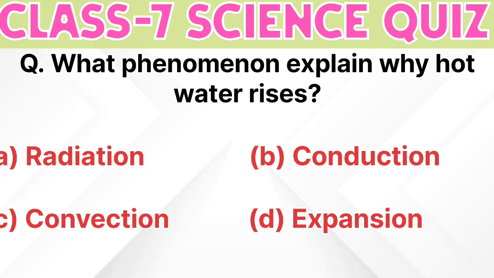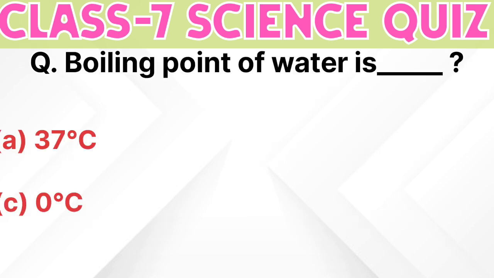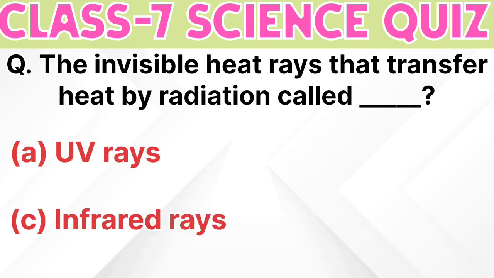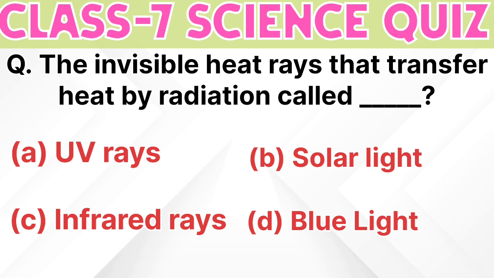Now the next question is, boiling point of water is 37 degrees Celsius, 90 degrees Celsius, 0 degrees Celsius, 100 degrees Celsius. The correct answer is D, 100 degrees Celsius. The invisible heat rays that transfer heat by radiation are called UV rays, solar light, infrared rays, blue light. The correct answer of this question is C, infrared rays.